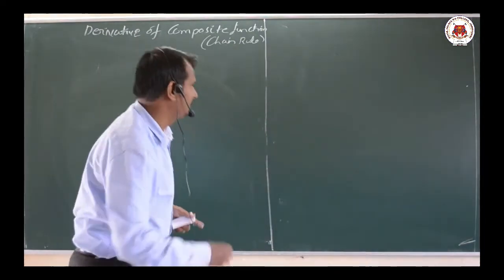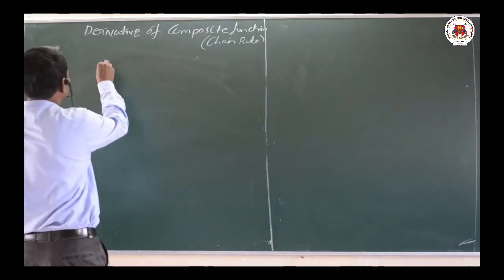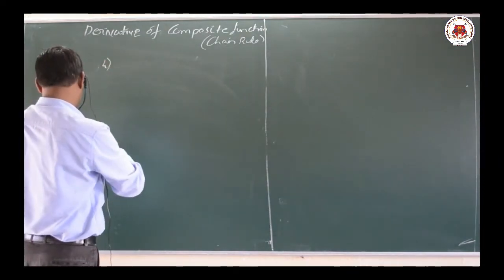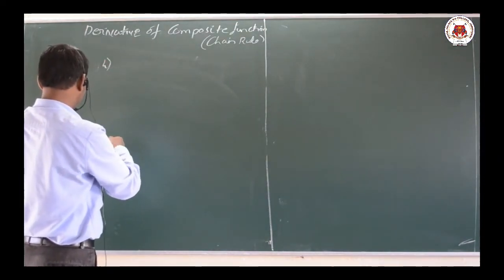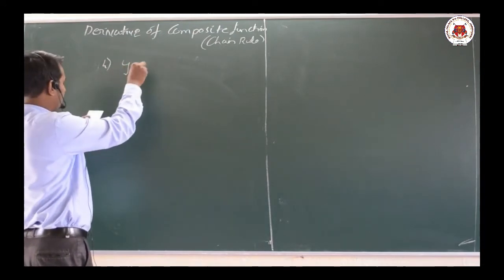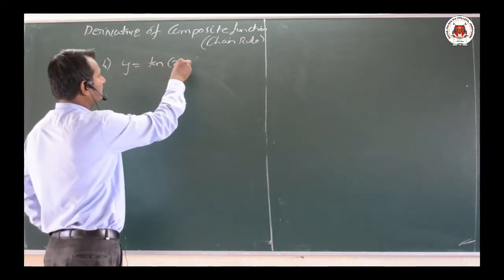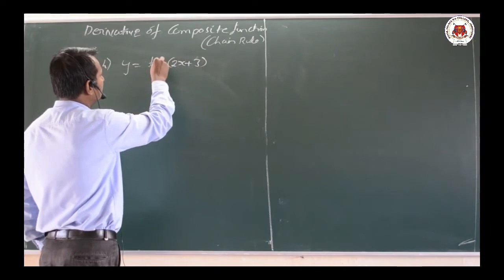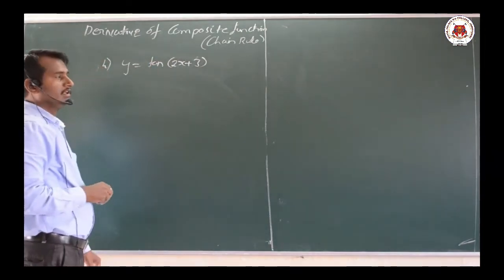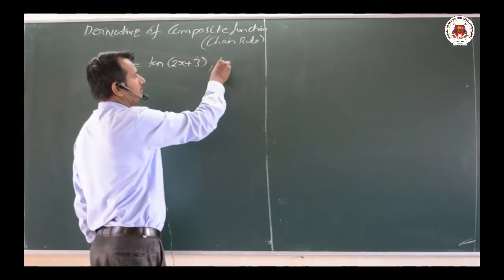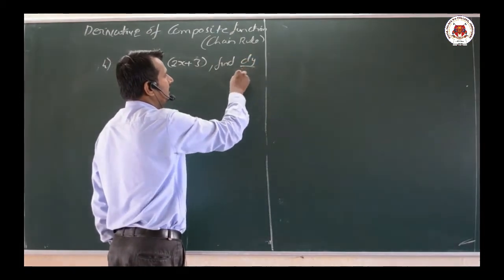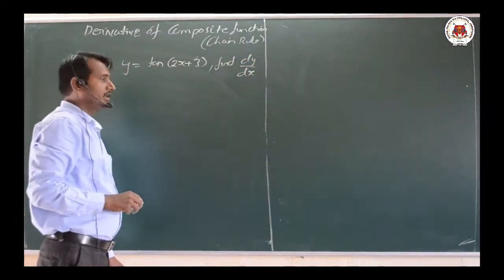Okay, the next problem, the fourth one. These are all exercise problems. Fourth one, y is equal to tan of 2x plus 3. Okay, tan of 2x plus 3. Find dy by dx here. Find the dy by dx value. How are we required to solve here?